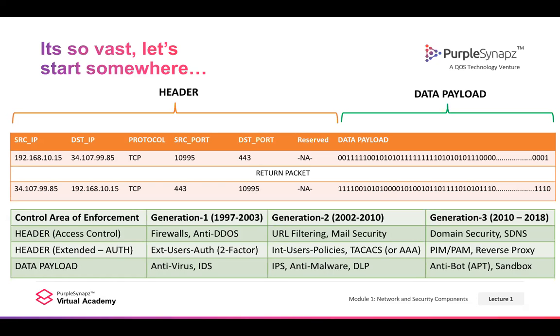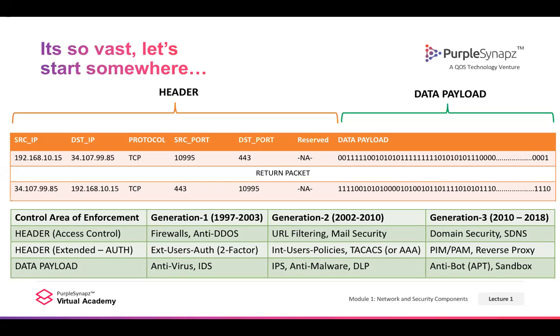Now, what happened after 2003? Does that mean the customer stopped investing in firewalls? No. Firewalls became part and parcel of the security strategy, which means even in generation 2, when I was visiting customers in 2003-4, they all more or less had firewalls. They were talking about the newer security solutions at that time. So that's what it means in this generation.